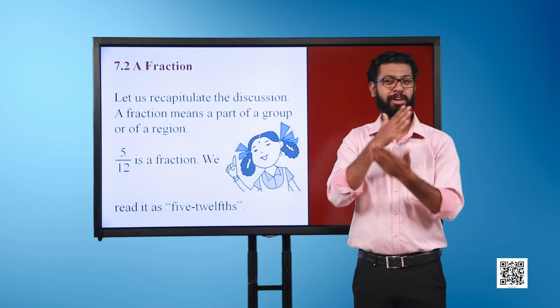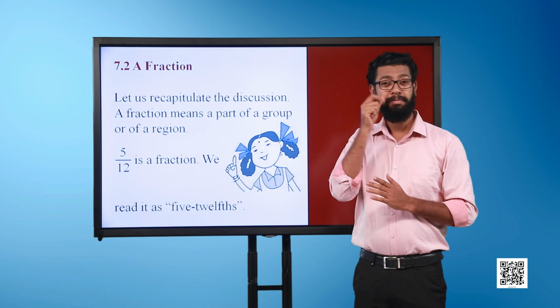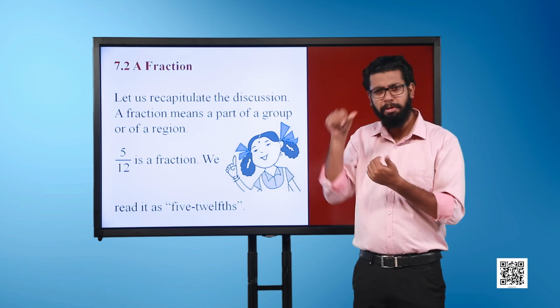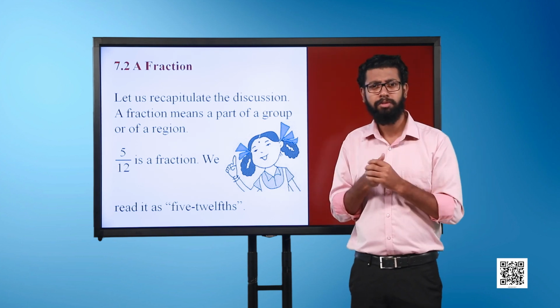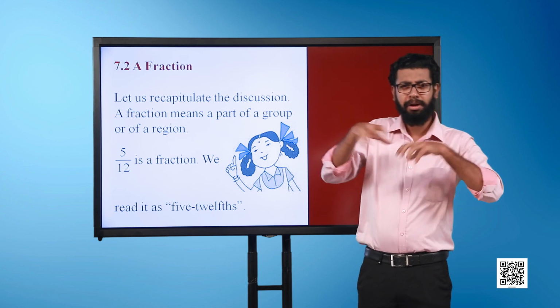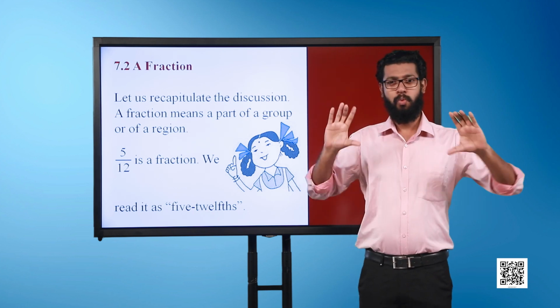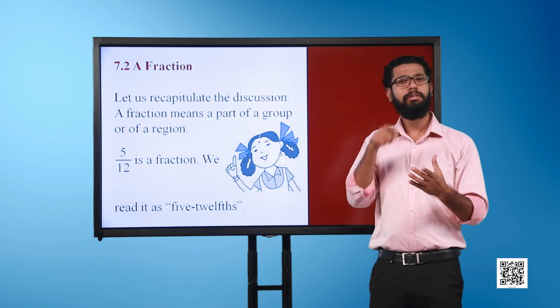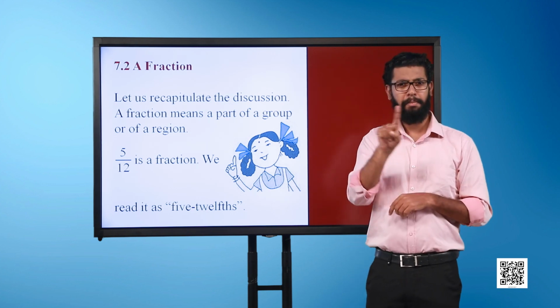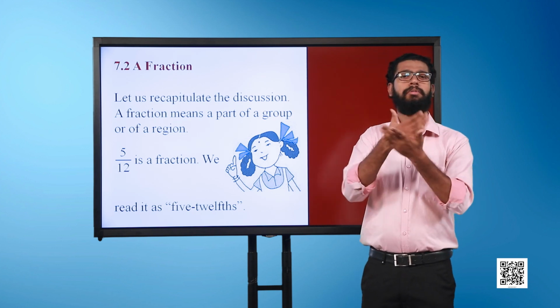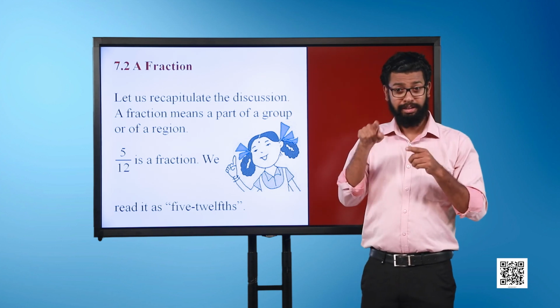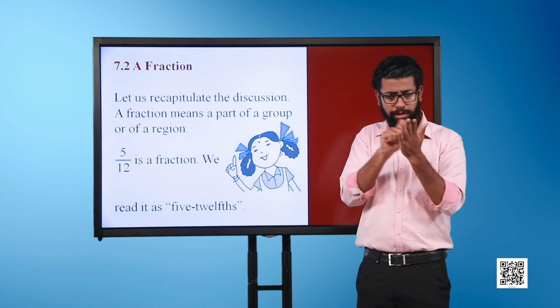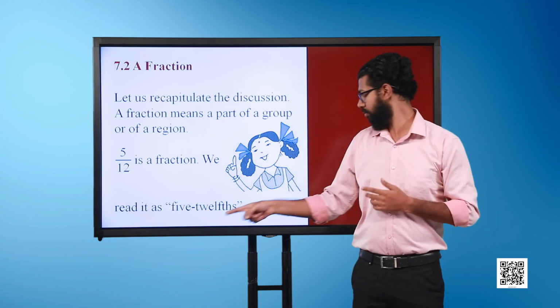7.2 A fraction. Let us recapitulate the discussion. A fraction means a part of a group or of a region. 5 upon 12 is a fraction. We read it as 5/12.